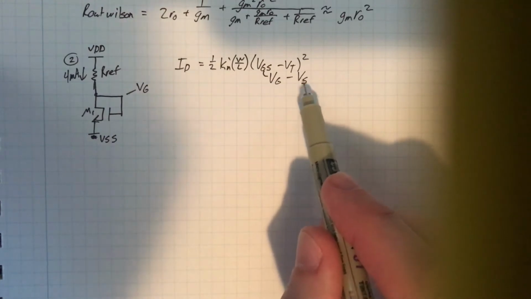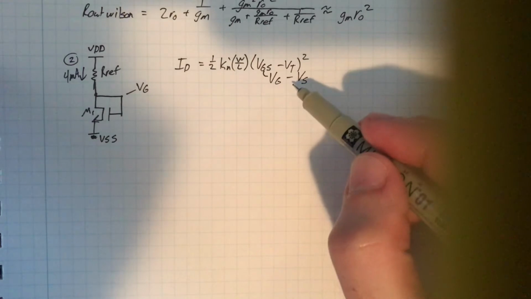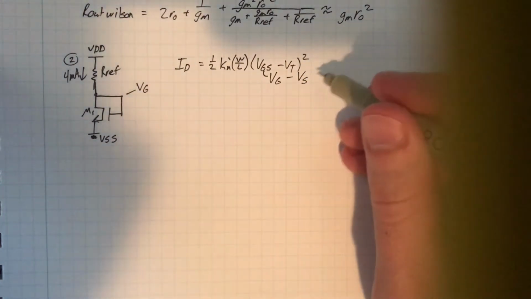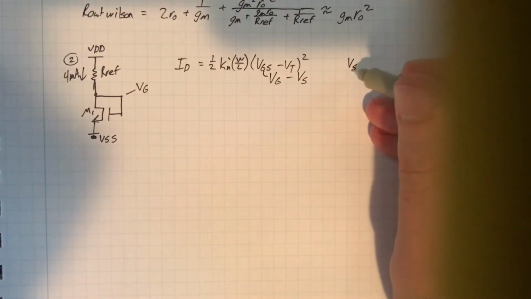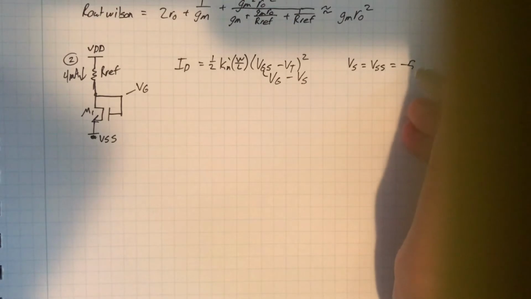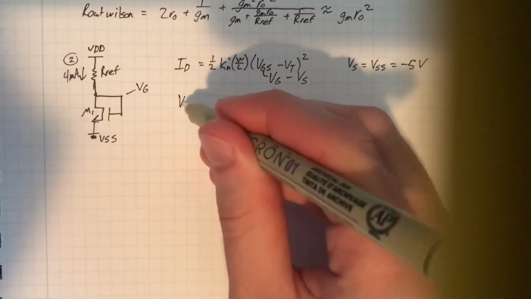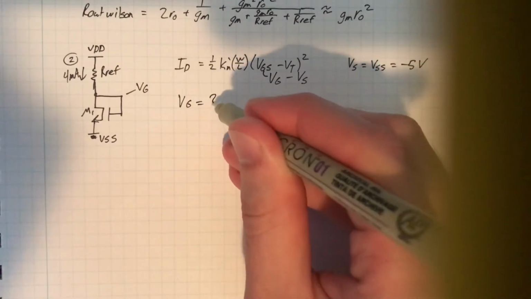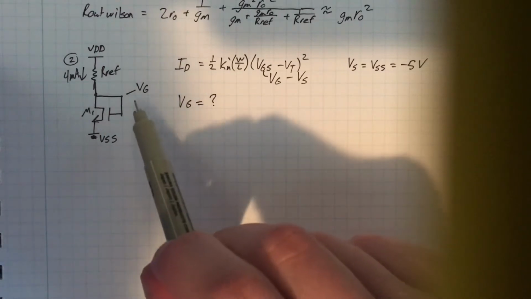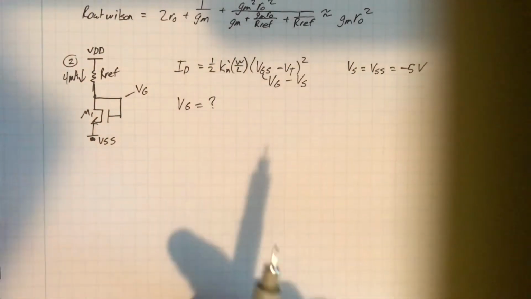The source voltage is -5. But realize that this is a negative sign here, so it'll end up being a +5. But VS is equal to VSS, which equals -5 volts. So if you plug in all of that, you can solve for VG is equal to something. And I'll let you solve it. Once you know the gate voltage, you can figure out RF by Ohm's law.